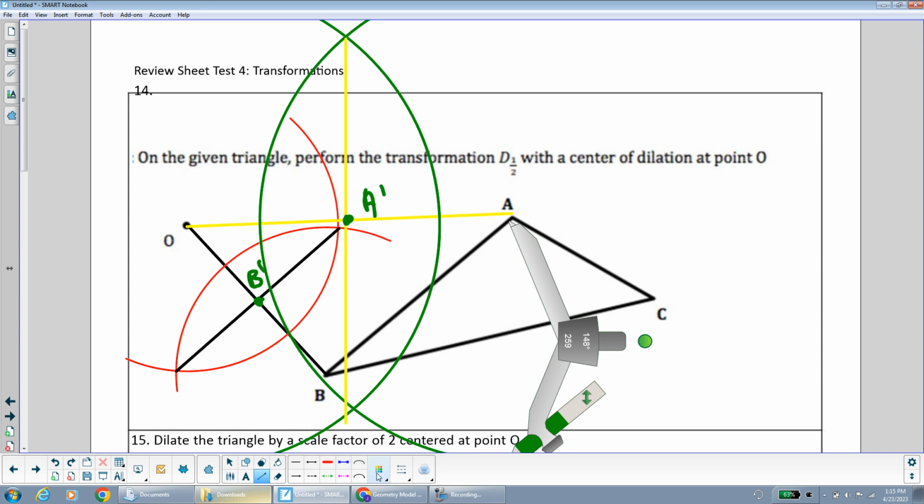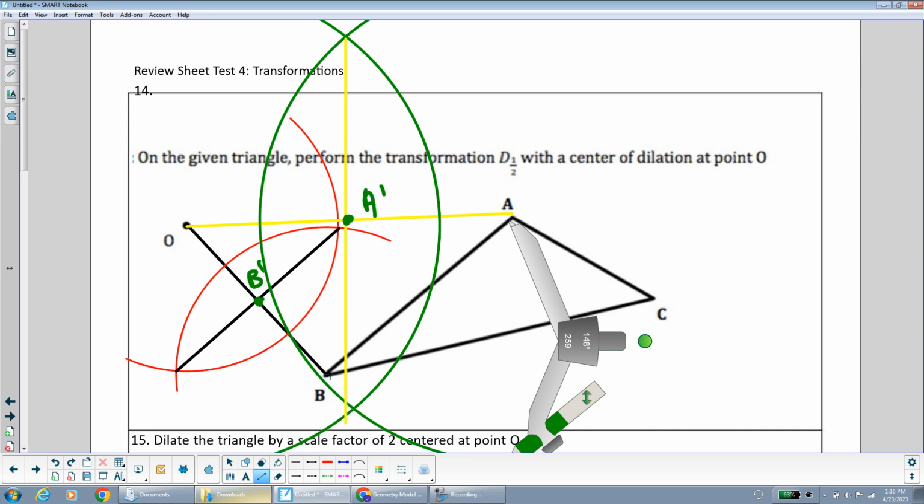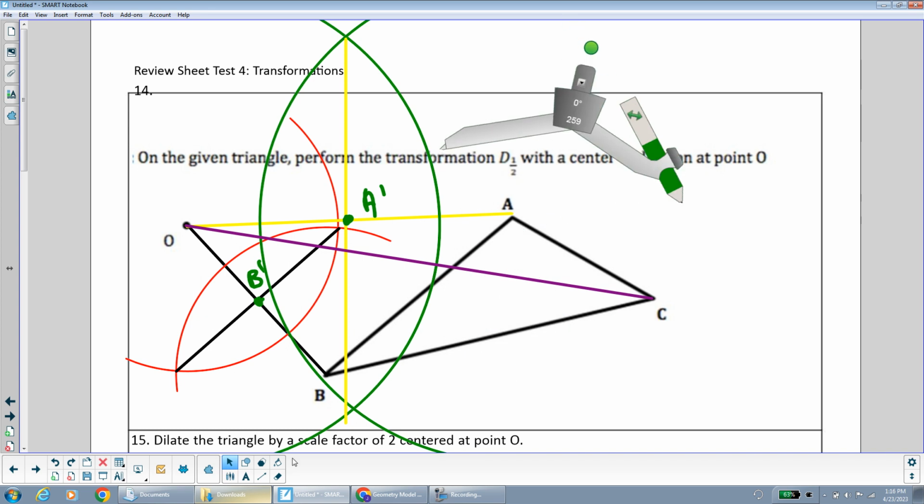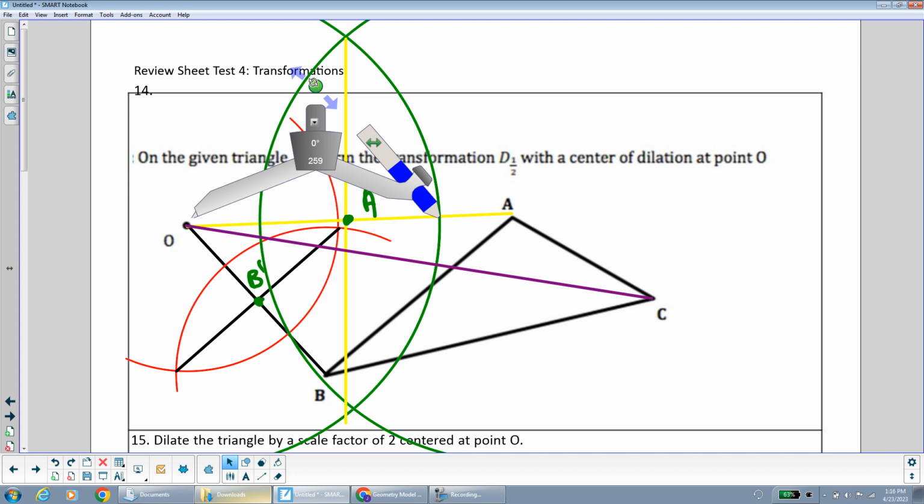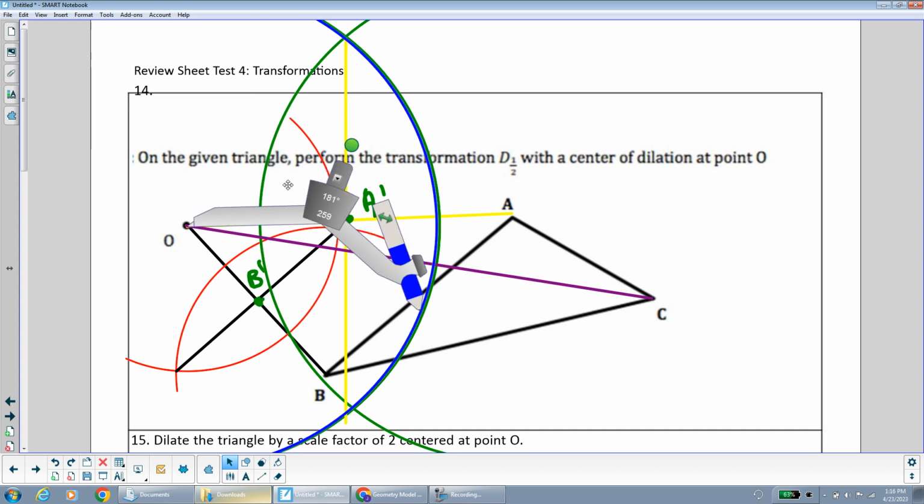And I got one more left to go, so let me get a different color for my line. So I'm going to connect point C. Let me get the line again. To the center of dilation. There we go. That let me do it. And I'm going to take my compass and do the same thing, the perpendicular bisector. And this is where it starts to get messy because I have a million different construction marks here.